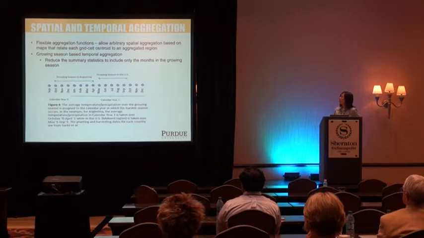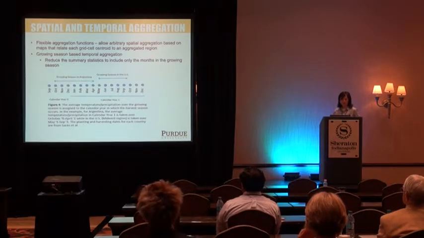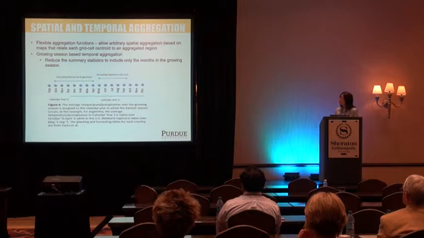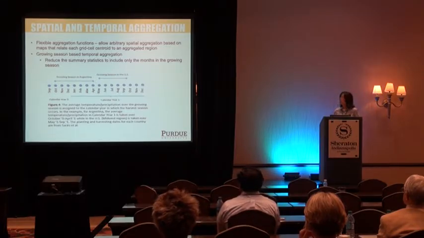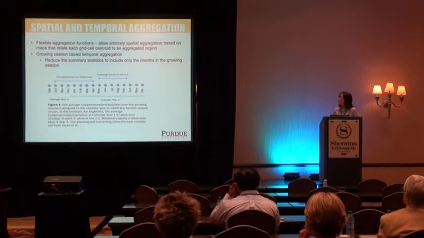Another important work done by this project is to support spatial and temporal aggregation for geospatial data. For spatial aggregation, right now we support any arbitrary spatial aggregation as long as the user provides a regional map that maps each grid cell to an aggregated region. And then for temporal, we currently support growing season-based aggregation, which means that we only use the data that falls into the months of the growing season.